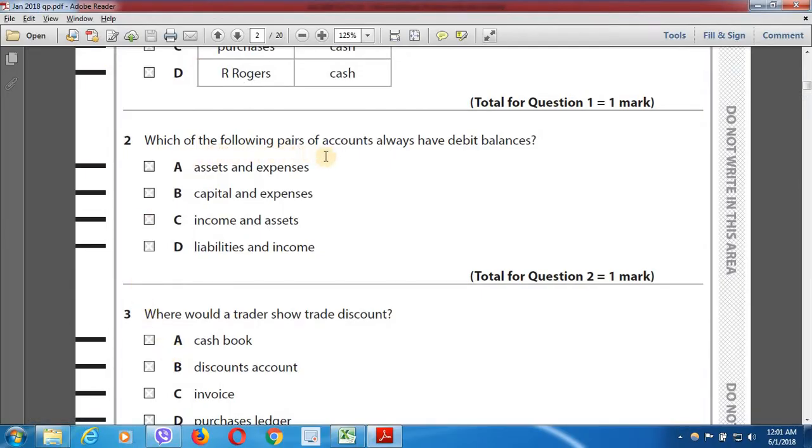Which of the following pairs of accounts always have debit balances? Option A, assets and expenses. Option B, capital and expenses. Option C, income and assets. Option D, liabilities and income.